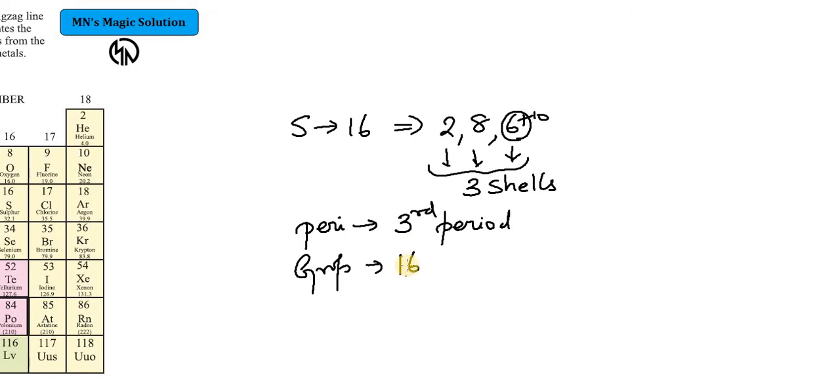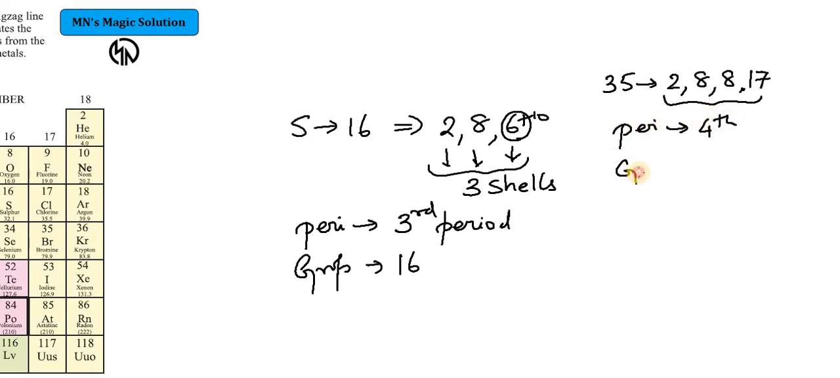Now if we take an element with atomic number 35, let us see again. 2, 8, 8 makes 18. Right? What remains is 17, and 18 plus 17 is 35. Correct? So 17 will be the valence shell electrons. How many shells are there? 4 shells. So which period? It belongs to the 4th period. And the group? Only if it is in the second or third period do you add 10 to the valence electrons. Correct? But this is not second or third, it is the 4th. So there is no need to add, and we write group number 17.